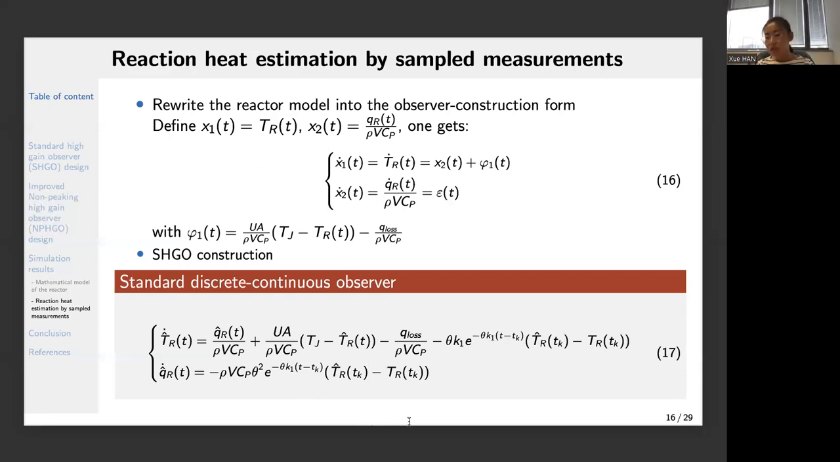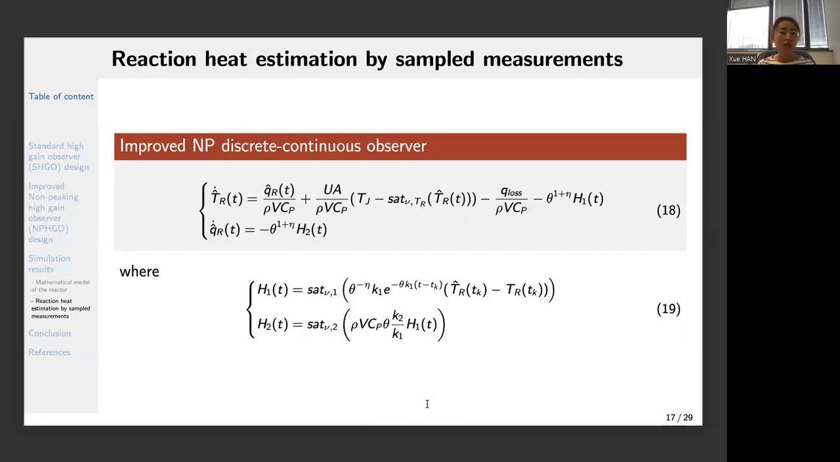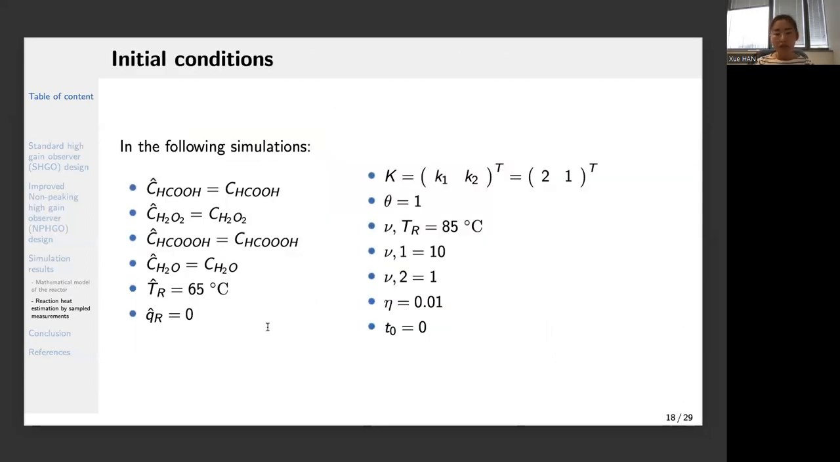Here, equation 17 gives the standard observer design, and the improved non-peaking observer design is given in equation 18. Here, H1 and H2 are the correction items of the observer. Here is the initial value of our observer. We can see one difference in the reactor temperature of the observer. That's because we want to see the convergence of the observer, so we make a little bit of difference in the temperature.